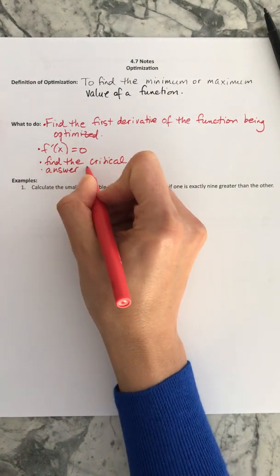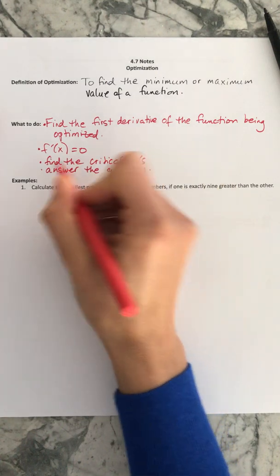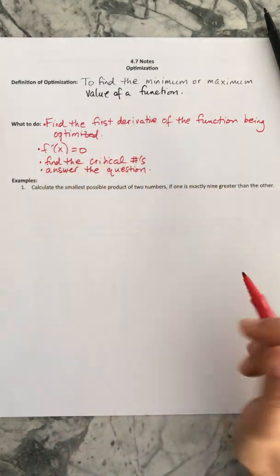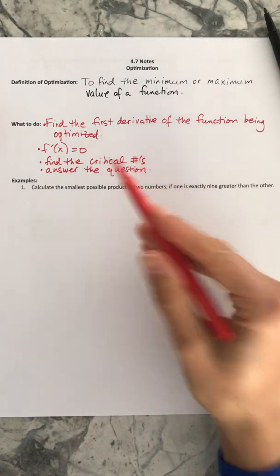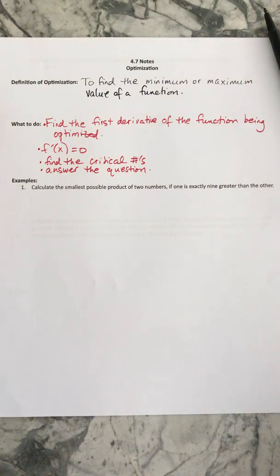Okay, so I have 3 examples to help you understand what we're doing. You basically know how to do this section. It's just that now they're in word problem format. Basically, we're finding a max or a min, and you've done that all of chapter 4.